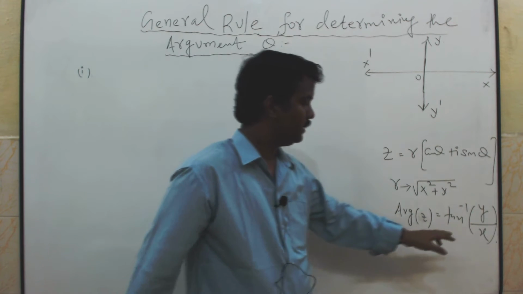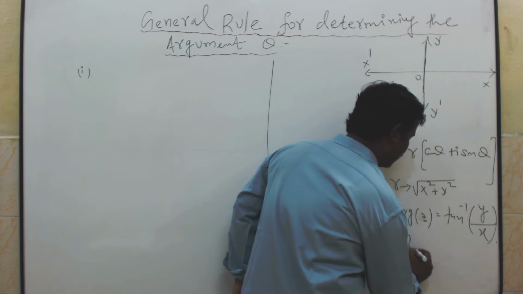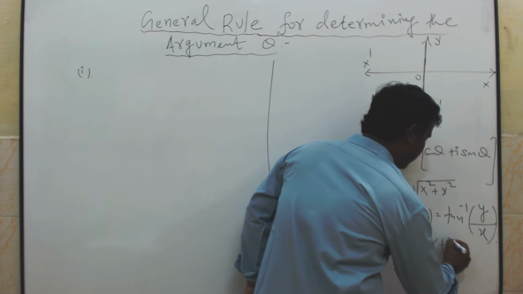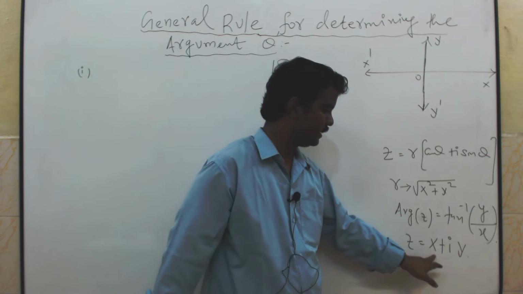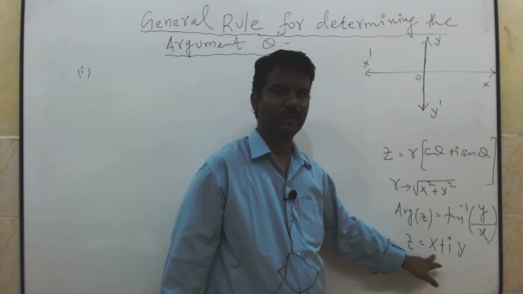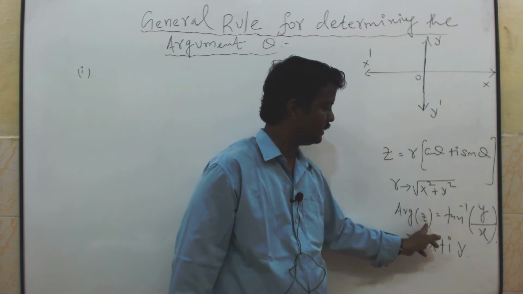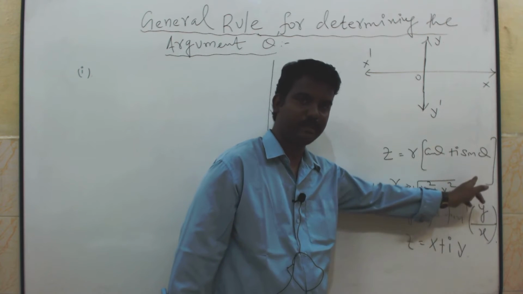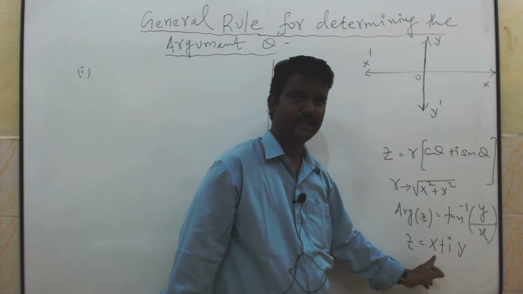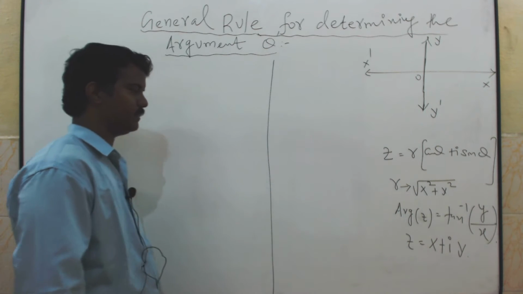Now here, can you tell me what is y and x? Because what is z? z is x plus iy. You remember that? Here x is called what? Real part of the complex number. y is called the imaginary part of the complex number. So therefore, argument of z is defined as tan inverse of, now you know what is y, right? It is the imaginary part divided by what is x? The real part of the complex number. So like this we will define the argument of z.